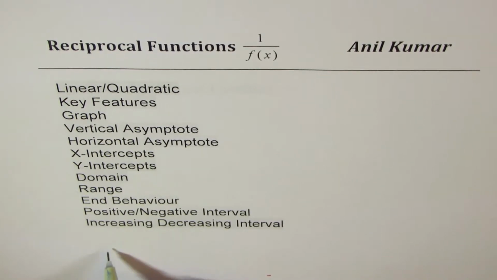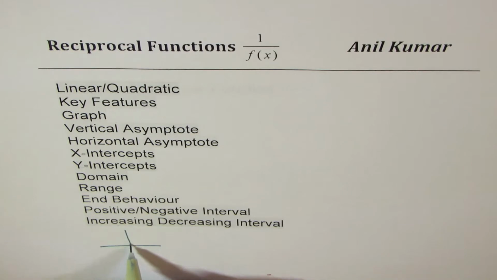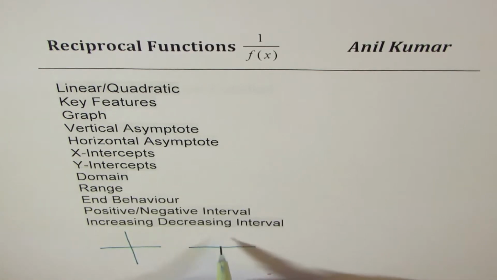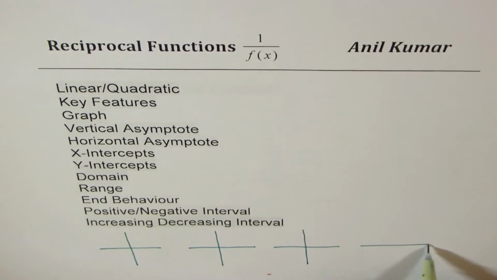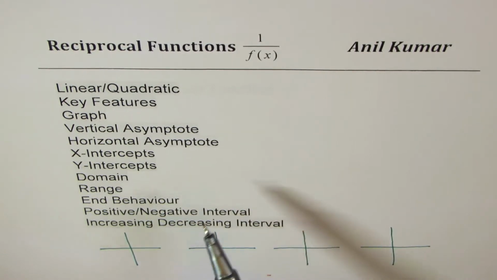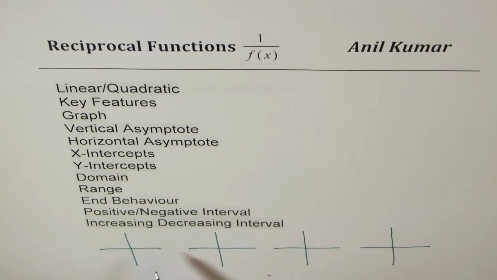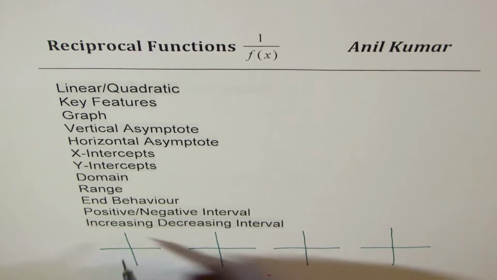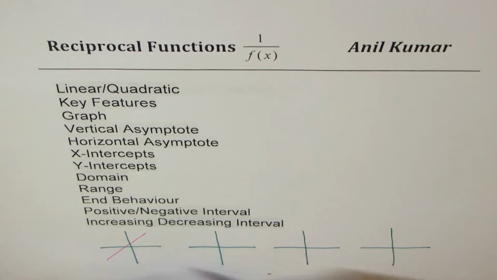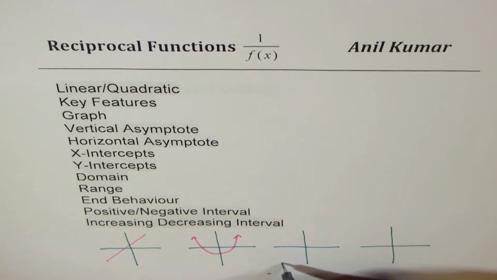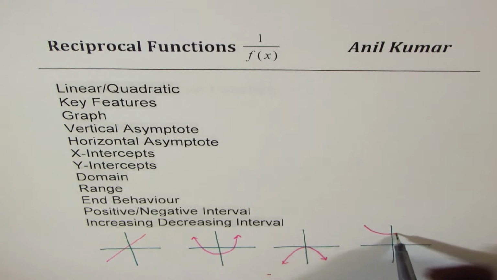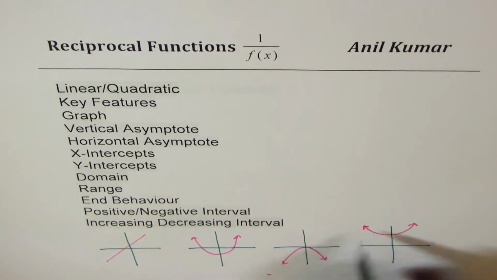To give you an idea, let me just sketch some reciprocal functions here. I'll sketch one for linear function and three for reciprocal of quadratic functions. And then we'll discuss at length how to find all these characteristics of these reciprocal functions. So let us say a linear function is kind of like this. We could have a parabola kind of like this. We could even have a parabola, say like this, right? Or a parabola which does not have any x-intercept.